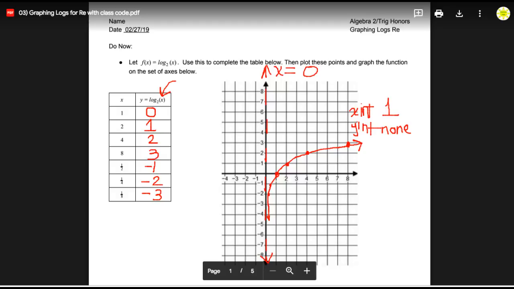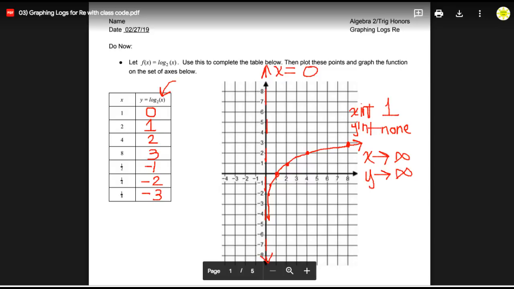Question 4 asks, what happens as my x goes to positive infinity? So as we look at this graph, as x gets bigger and bigger, y is also going to positive infinity. So as x goes to positive infinity, y goes to positive infinity.